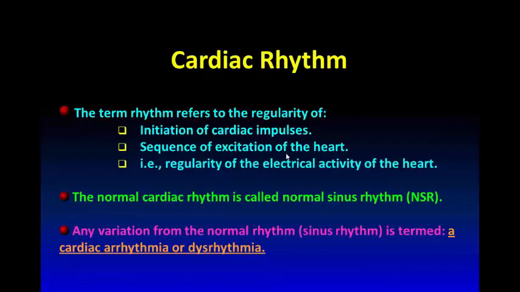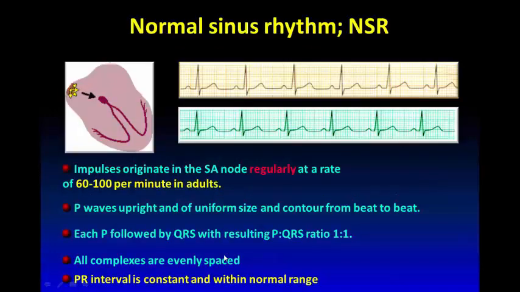We have defined what is meant by cardiac rhythm in the lecture on the ECG. The term rhythm refers to the regularity of the initiation of the cardiac impulses and the regularity of the sequence of excitation of the heart. It hence refers to the regularity of the electrical activity of the heart. The normal cardiac rhythm is called the normal sinus rhythm, and any variation from the normal sinus rhythm is termed a cardiac arrhythmia or a cardiac dysrhythmia.